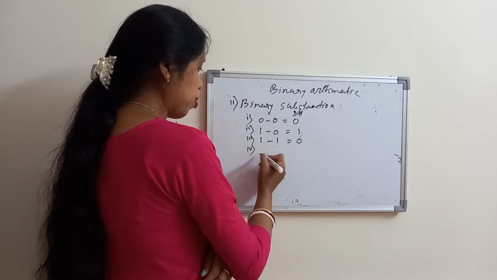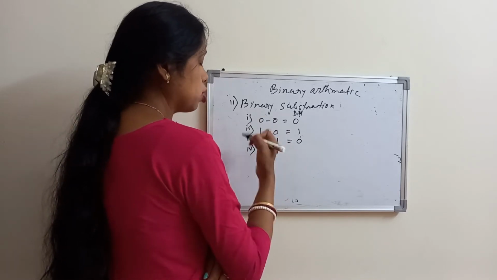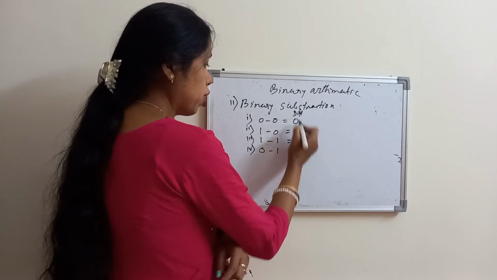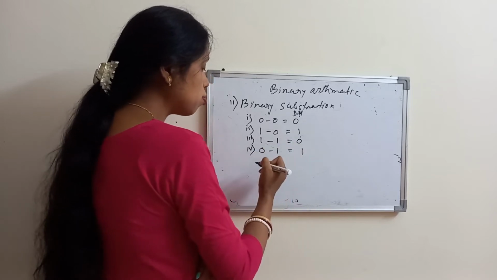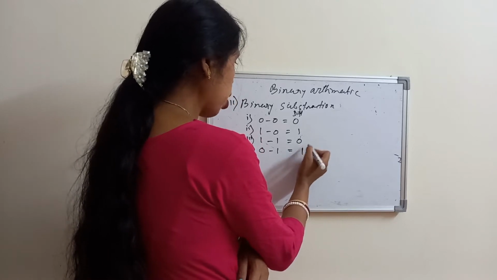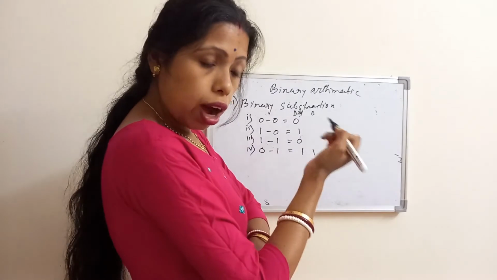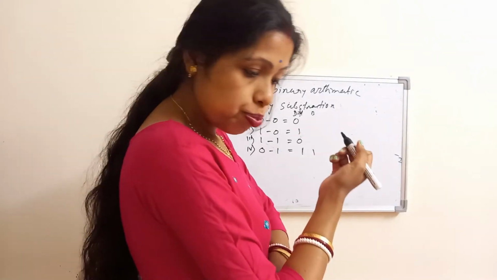Fourth one I am writing. If you subtract 1 from 0, what will you get? The difference will be 1, and the borrow will also be 1. How are you getting this?